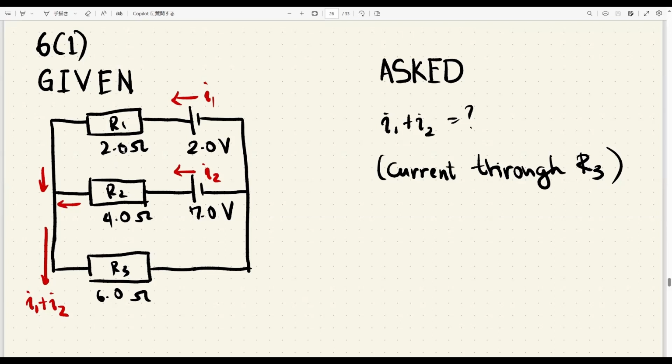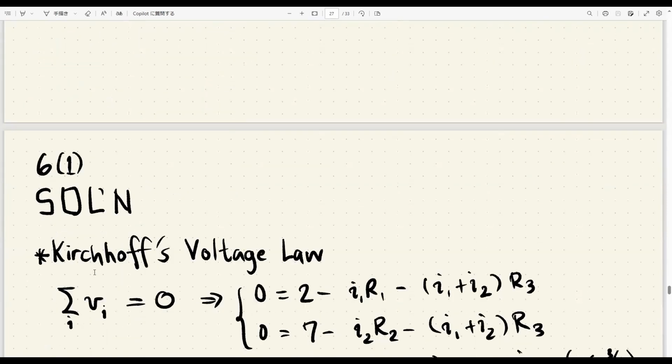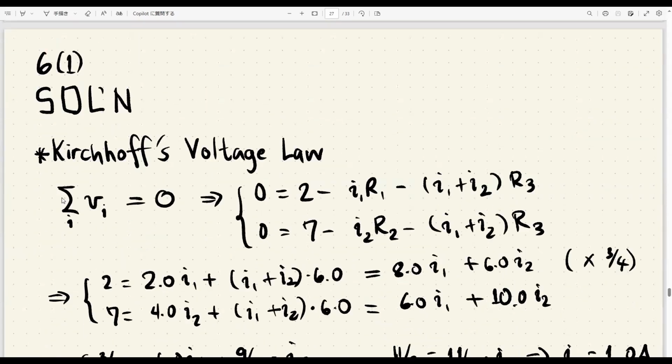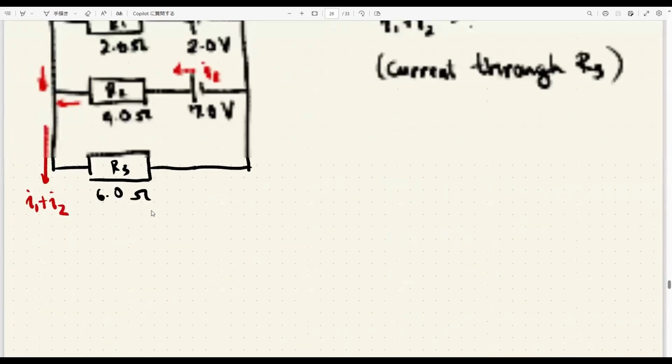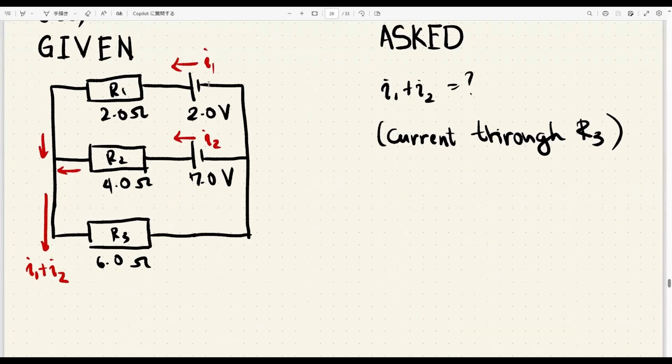To solve this, we need to find this sum, and we will use Kirchhoff's voltage law. It basically says that if you choose any loop in the circuit, the sum of all the voltages across the elements in that loop will have to be 0. So we're going to choose the following loops. We're going to choose this loop, the outer loop that goes through R1 and R3, and the other loop is the one that goes through R2 and then R3.